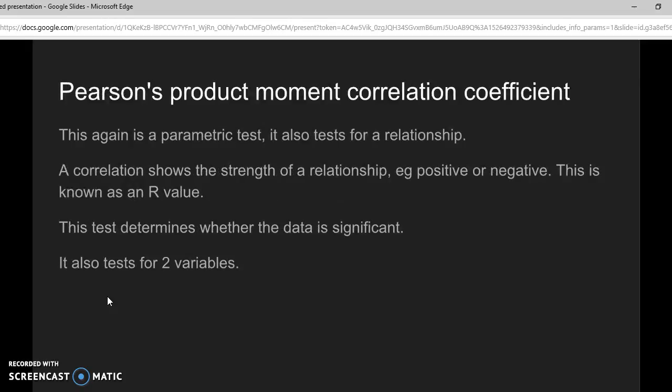Pearson's product moment correlation coefficient. This is a parametric test again, and it also tests for a relationship. Correlation shows the strength of a relationship, as well as whether it is positive or negative. This is known as the R-value. This test determines whether the data is significant or not, and it also tests for two variables.